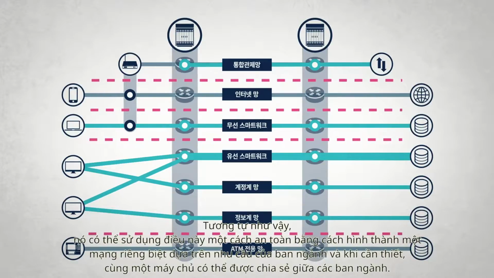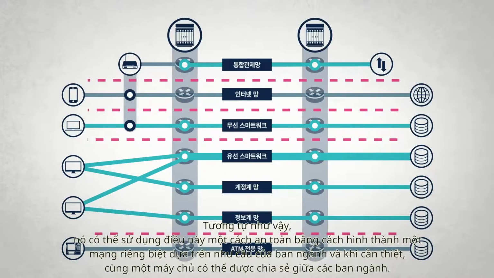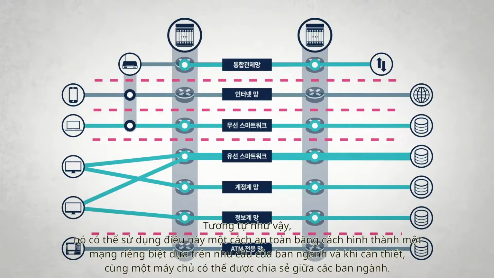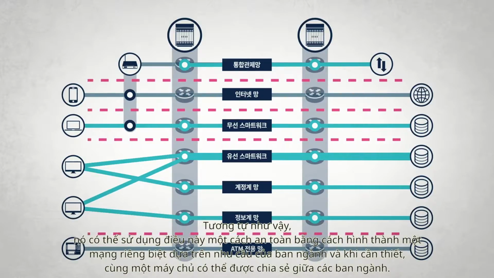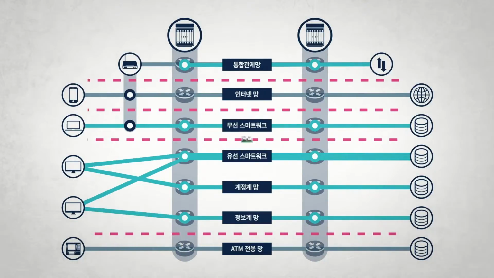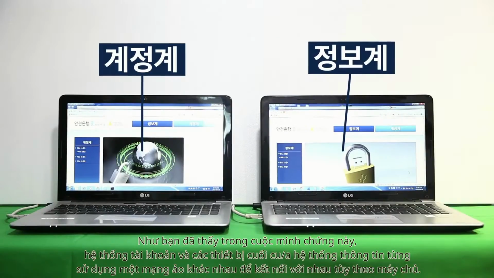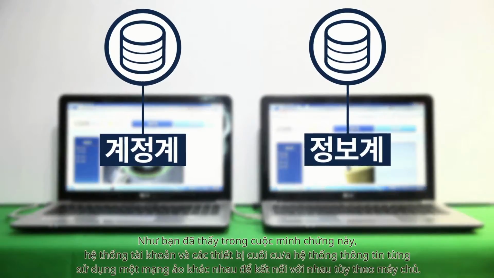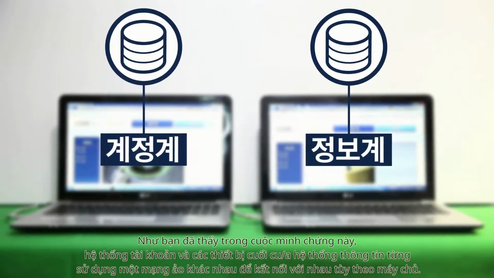Likewise, it is possible to safely use this by forming a separated network based on the department's needs, and when necessary, the same server can be shared between departments. As you have seen in this demonstration, the account system and the information system terminals each use a different virtual network to connect to the according servers.